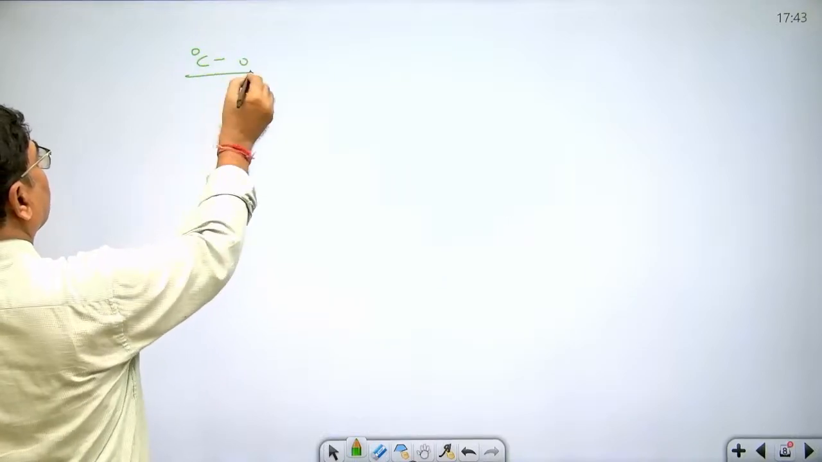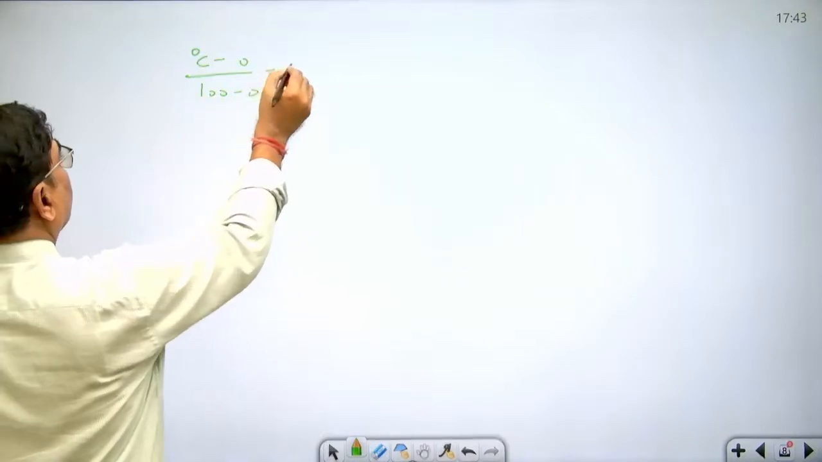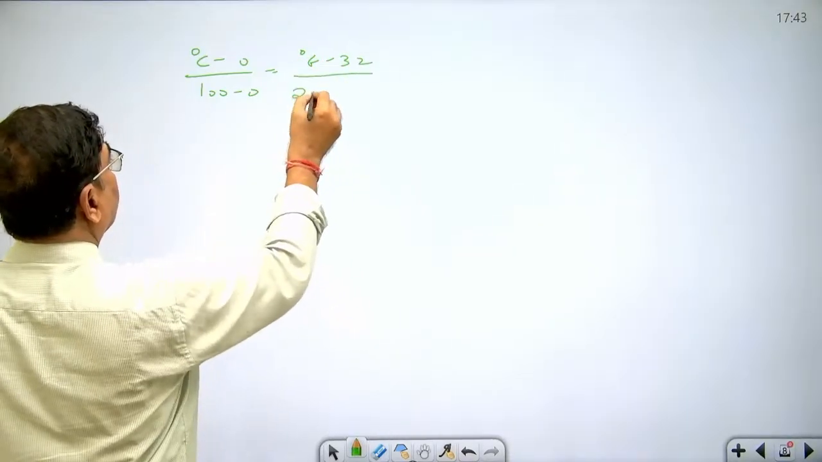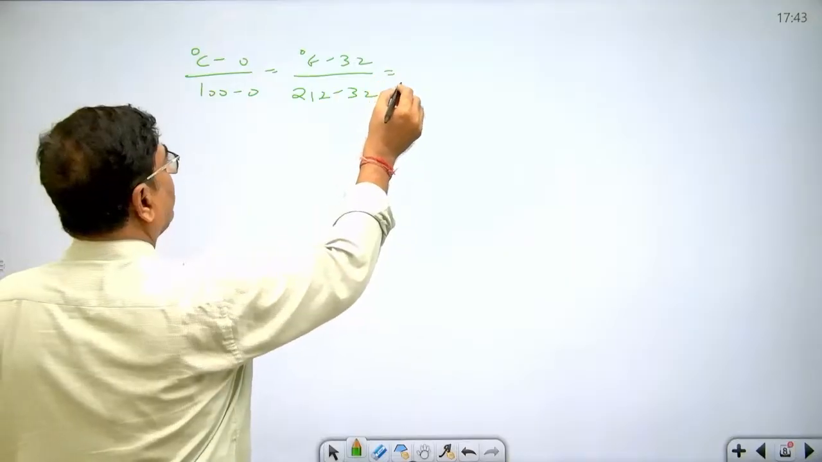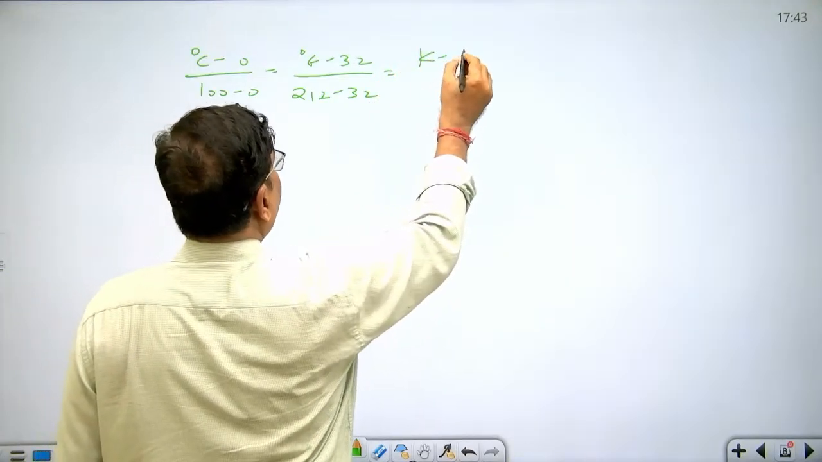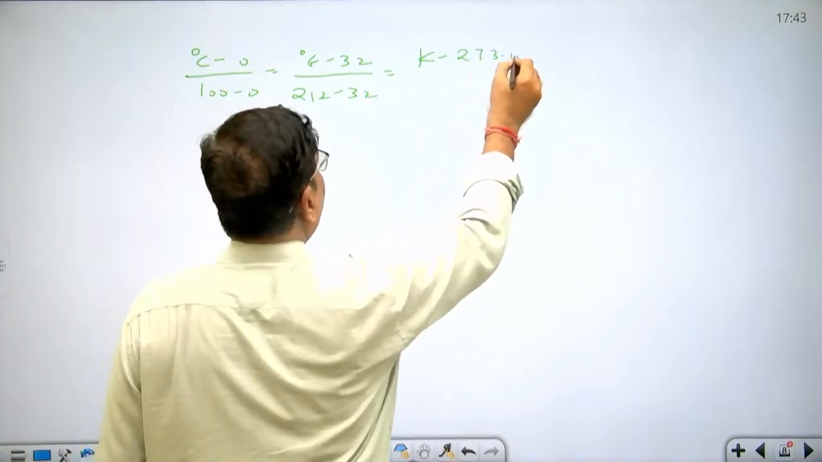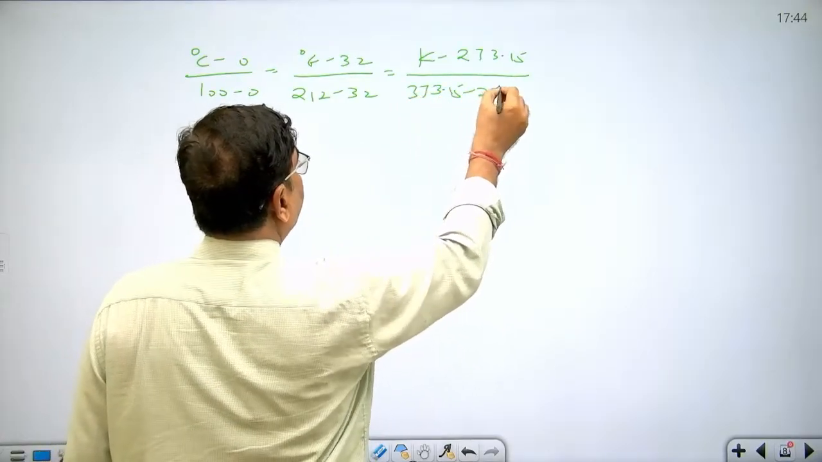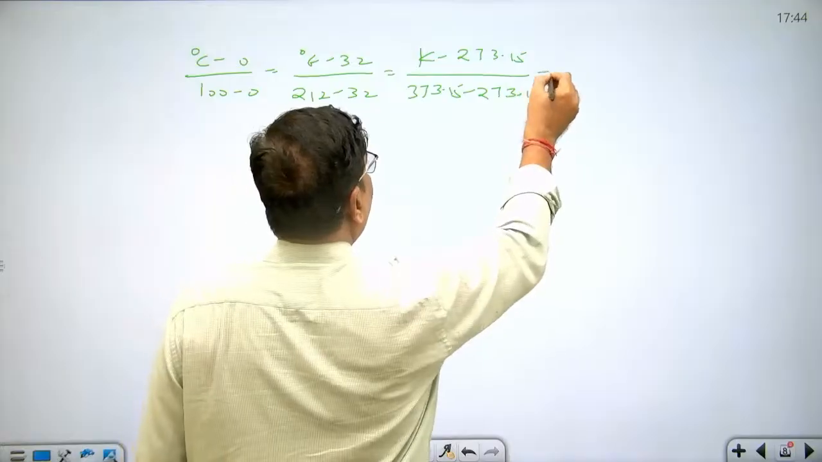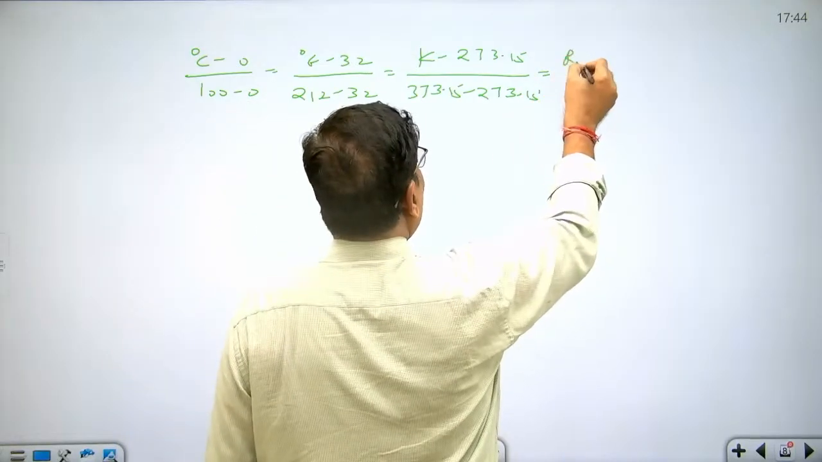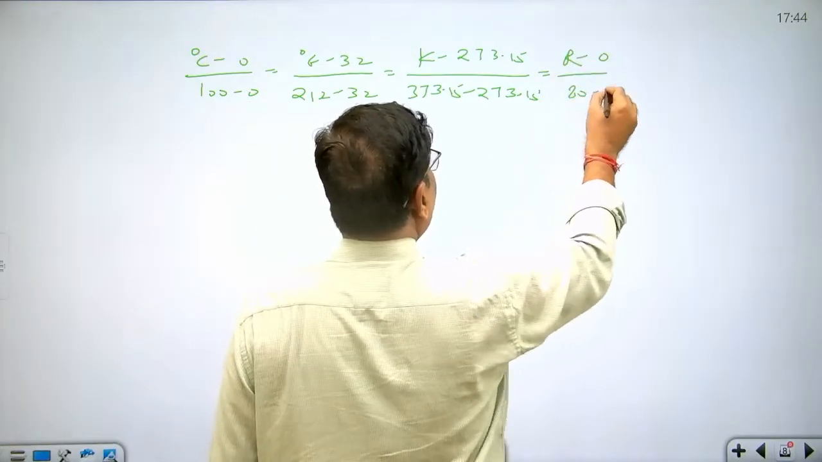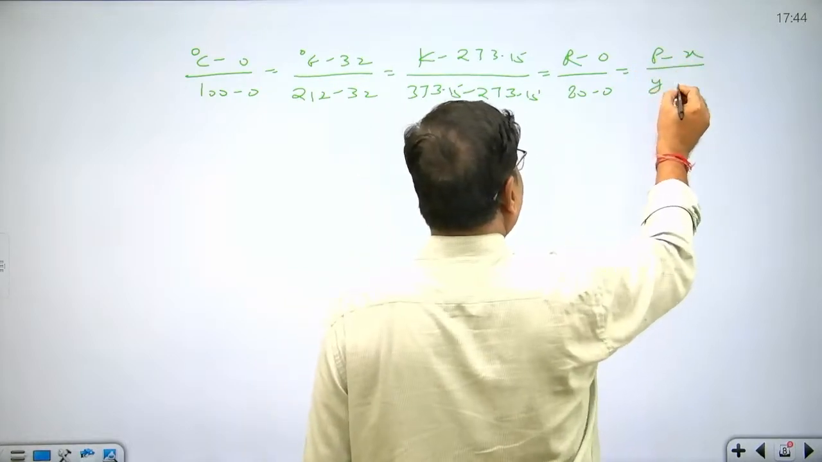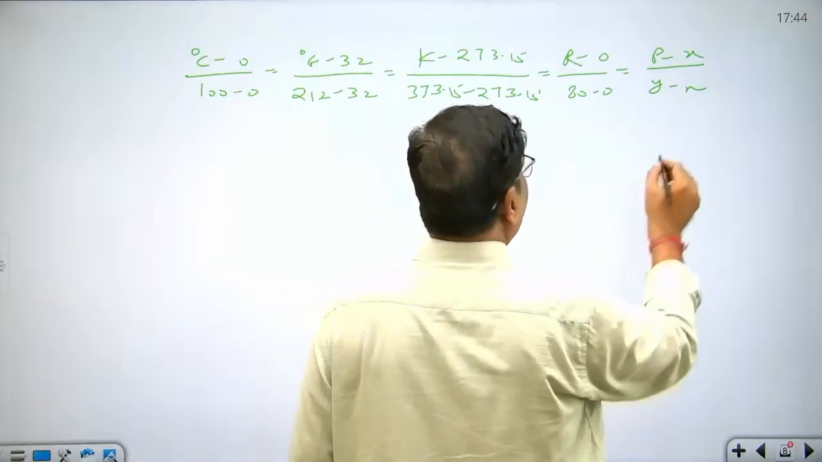Celsius scale minus 0 divided by 100 minus 0. Fahrenheit scale minus 32 divided by 212 minus 32. Kelvin scale minus 273.15 divided by 373.15 minus 273.15. R minus 0 upon 80 minus 0. P is the name of the scale, X is the lower point, Y is the upper point.